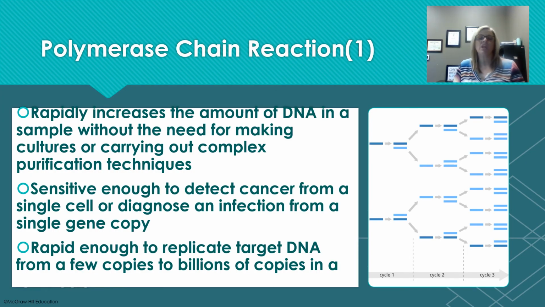So the polymerase chain reaction is a very handy lab technique that is used to amplify DNA sequences. This method is going to use short DNA sequences called primers to select a portion of the genome to be amplified. And so basically you are going to be able to quickly replicate DNA from a few copies to a billion copies, and this has many, many uses.